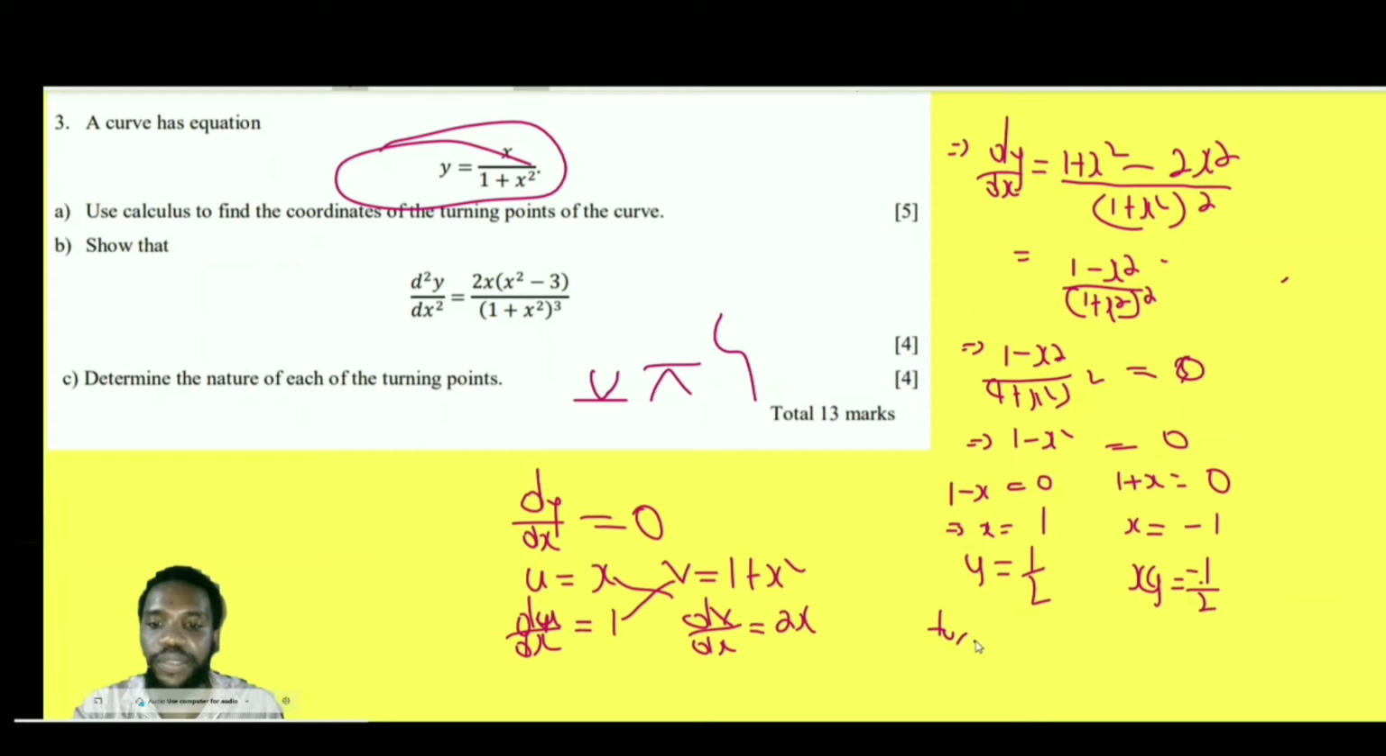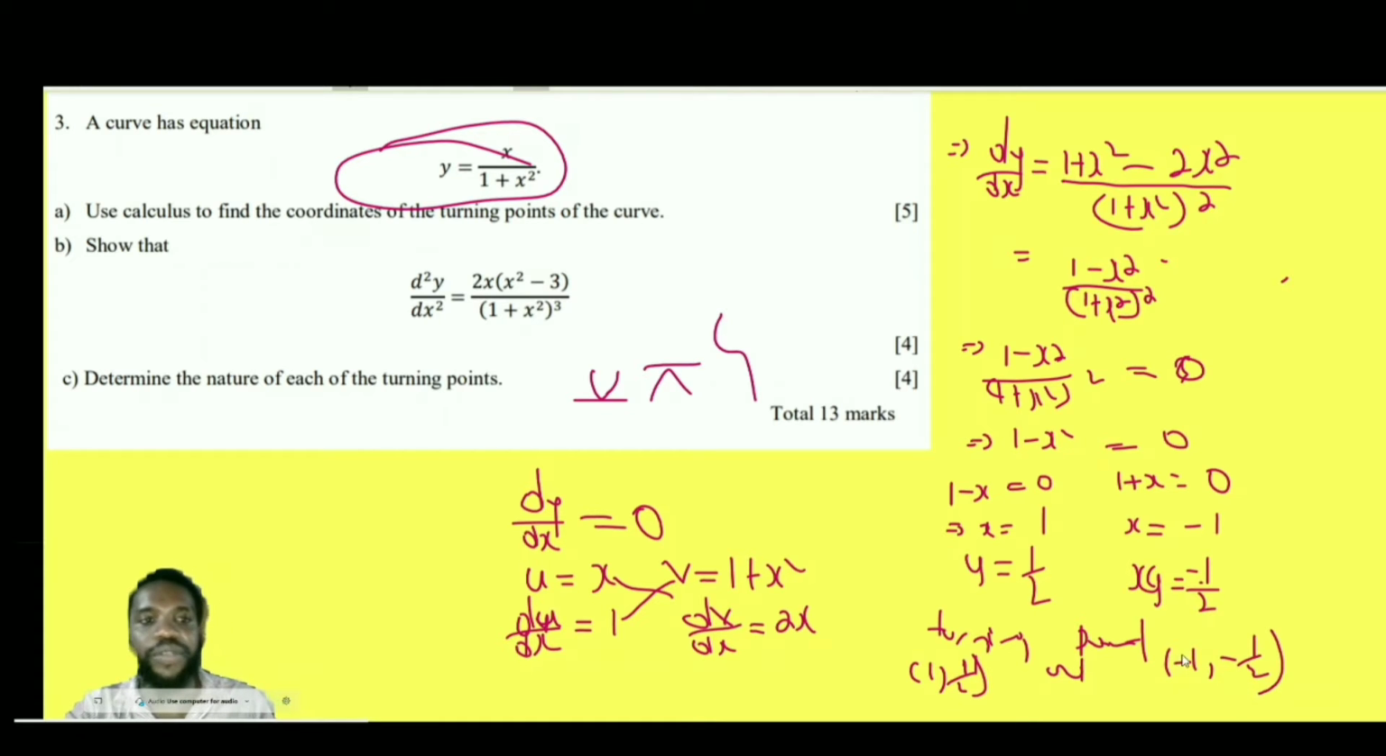So my turning points are going to be 1 with a positive a half and negative 1 with negative a half. These are my turning points. Alright, so that's part A.